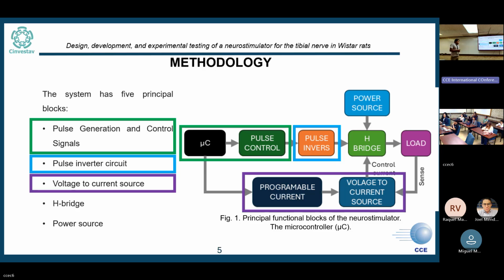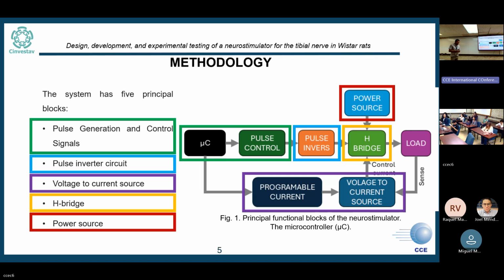And we have a voltage to current source. With the magnitude of voltage, we can use a voltage to current converter to change the magnitude of the voltage to a magnitude of current. And of course, we use an H bridge to change the direction of the current through the load, or in this case, through the tissue. And we use a power source. This block is not only for the battery, we use a 9 volt battery, but this block is a sub-circuit that we use to connect or disconnect the load from the high power supply.